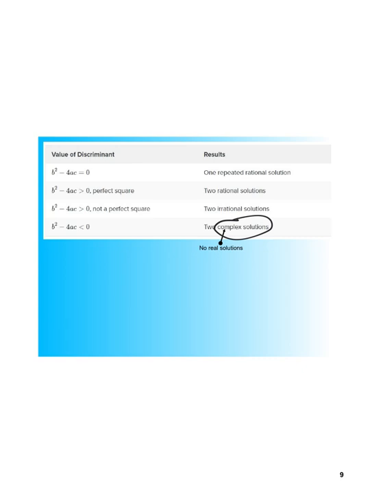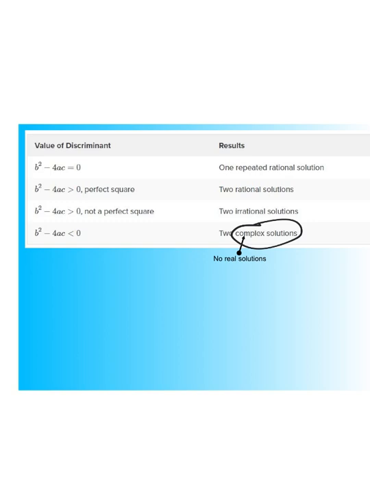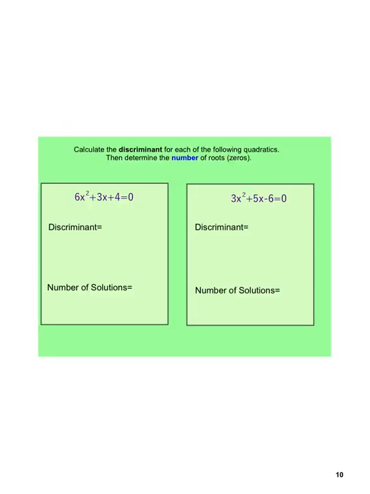But for now, here's just kind of a general layout. If it equals 0, you have this one rational solution or real solution. If it's a perfect square, they'll actually be rational solutions, meaning that there'll be a whole number or a decimal that doesn't go on forever. If it's not a perfect square, then it will be two irrational solutions. And so we'll look at that as we move forward here.